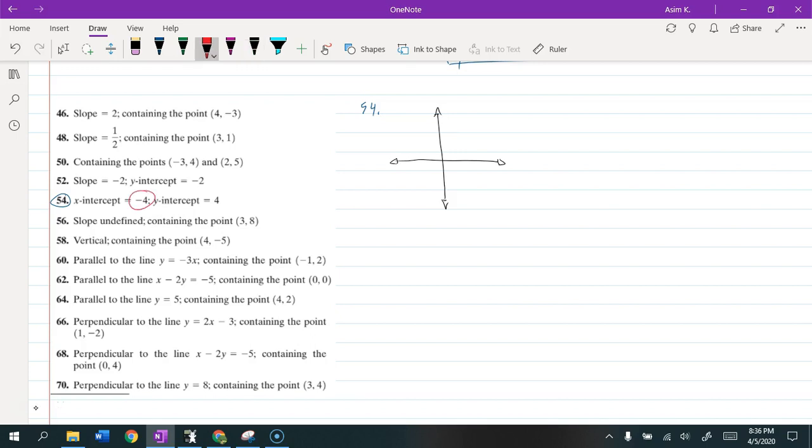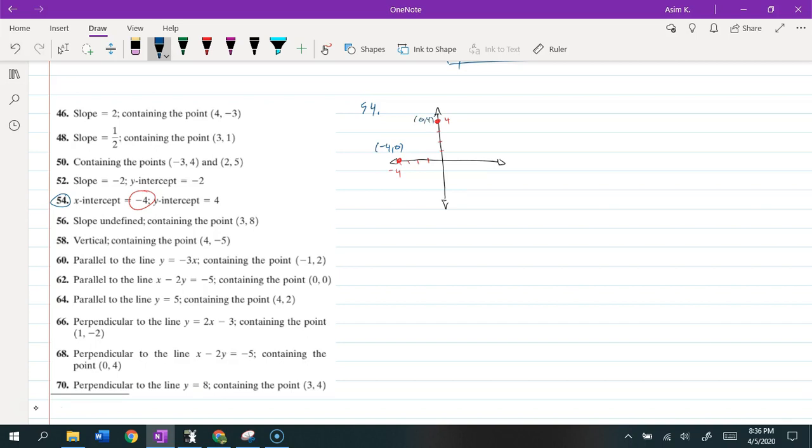So what they're saying is this line has an x-intercept of -4. All right, so -4 is its x-intercept. That's what x-intercept means, it touches the x-axis at -4. And it's got a y-intercept of +4. Okay, now I want you to think to yourself, do I have something based upon this? And you certainly do. You have 2 points based upon that.